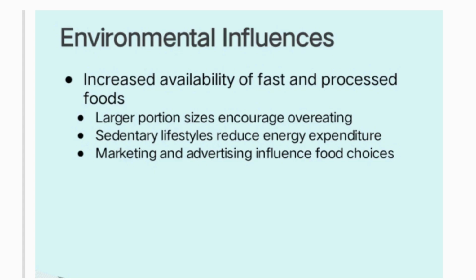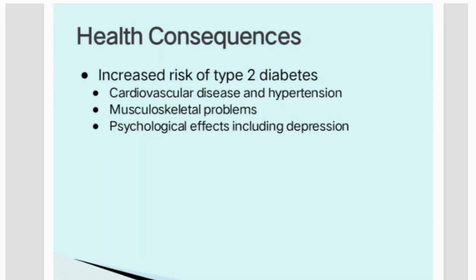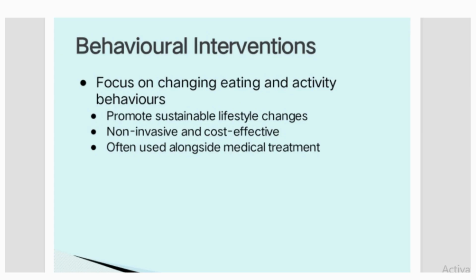There are some environmental influences like increased availability of fast and processed foods, large portion sizes that encourage overeating, a sedentary lifestyle that reduces energy expenditure, and marketing and advertising that influence food choices. So there are some health consequences like increased risk of type 2 diabetes, cardiovascular disease, and hypertension. There are also some musculoskeletal problems and psychological effects including depression.